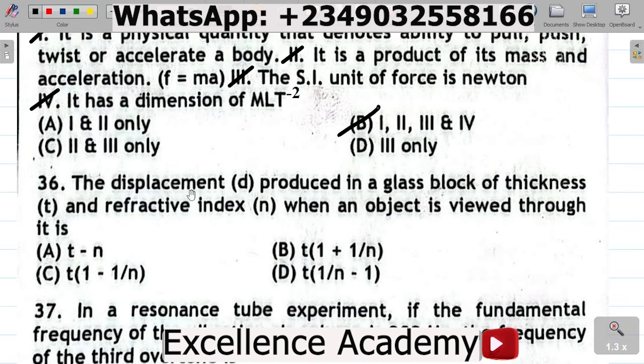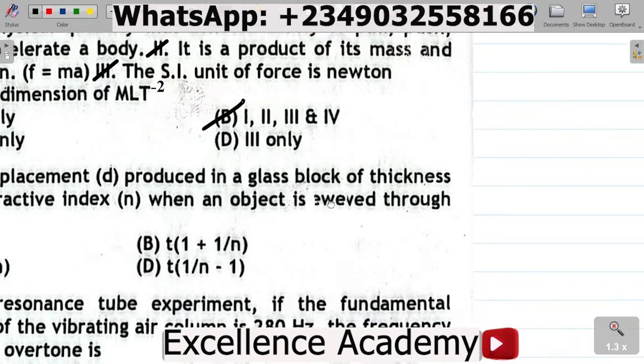All right. Next up, question number 36. 36 says the displacement D produced in a glass block of thickness small t and refractive index small n when an object is viewed through it is, you have option A, option B, option C, and option D. So how do we solve this question? Now you want to note that they mentioned refractive index and they also mentioned a glass block of thickness t.